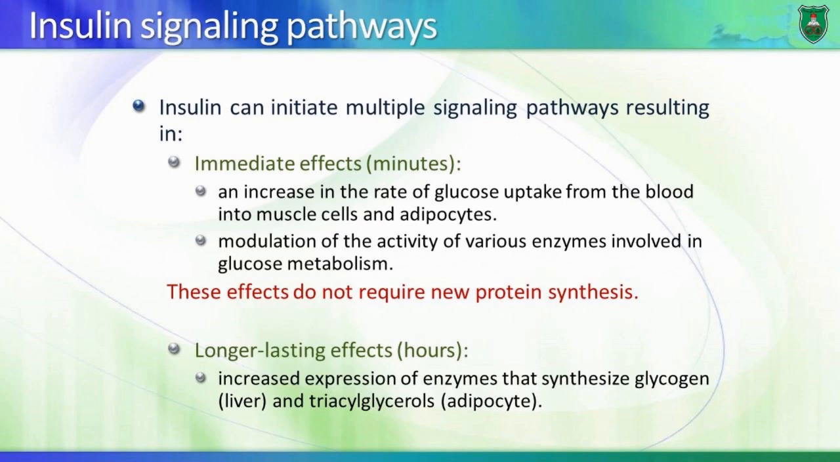Two responses. We have an immediate effect, and we have a longer lasting effect. The longer lasting effect, or the slow response, is basically genomic. You have increased expression of certain genes that synthesize glycogen or triacylglycerols. And we have the immediate or fast response, which takes a few minutes. Here you have an increase in the rate of uptake of glucose from the blood, modulation of certain enzymes, and these effects do not require protein synthesis.